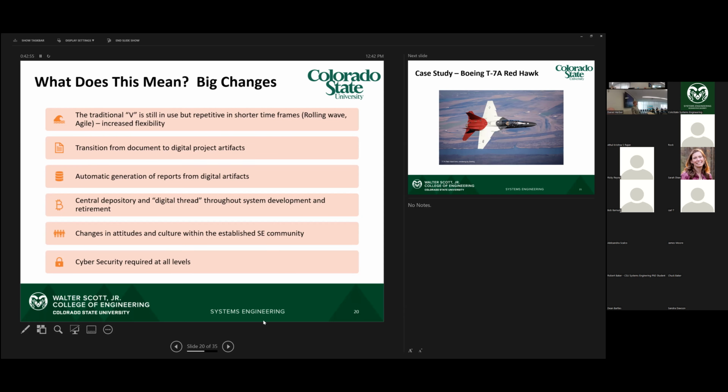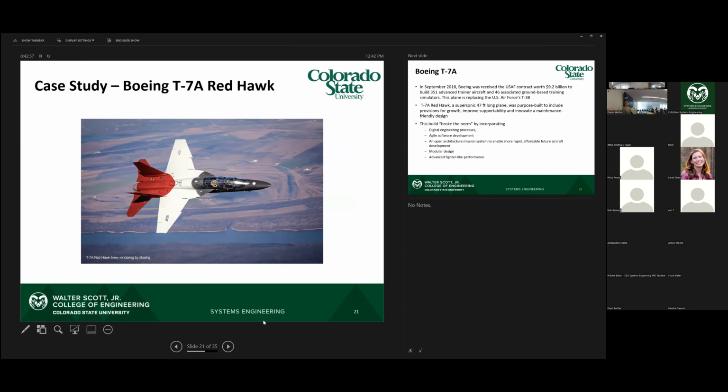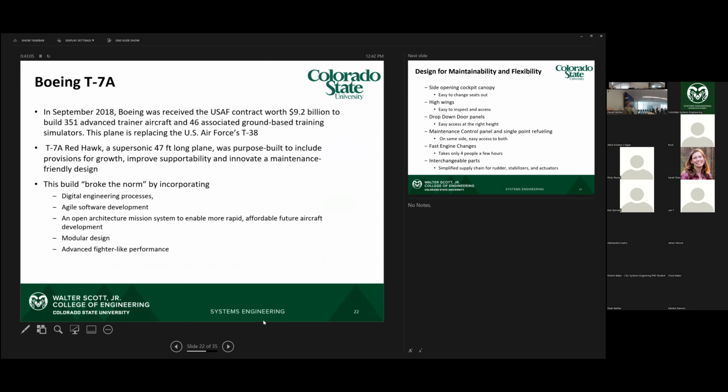And then cybersecurity is at all levels. Just to wrap up my little portion, case study, the Boeing T-7A is a great example of this. This happens to be a pilot training plane for the Air Force. It's replacing the T-38 that was used by the Tuskegee Airmen to train on. They are trying to honor and make sure that they have everything in there that they need to be able to have pilots train effectively in there.